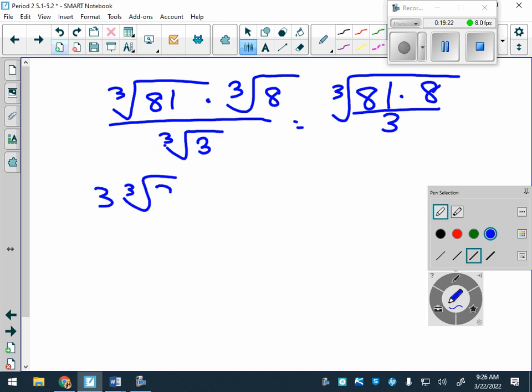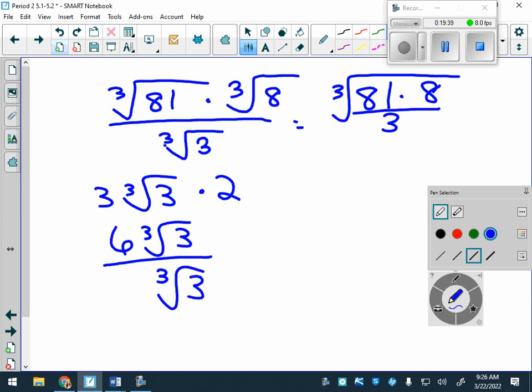So 3 times the cube root of 3. Then we have the cube root of 8, which is 2. So right now we have 6 times the cube root of 3, right? We still have our denominator. What happens? It's the same thing, right? We're just left with 6. Yep, which is what we got. So you could do this a variety of different ways, combining your radical properties in general.